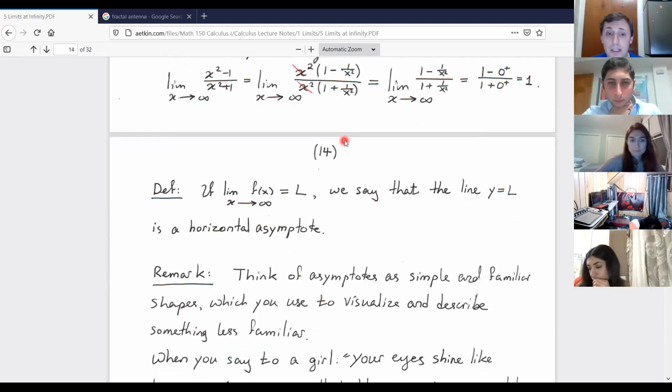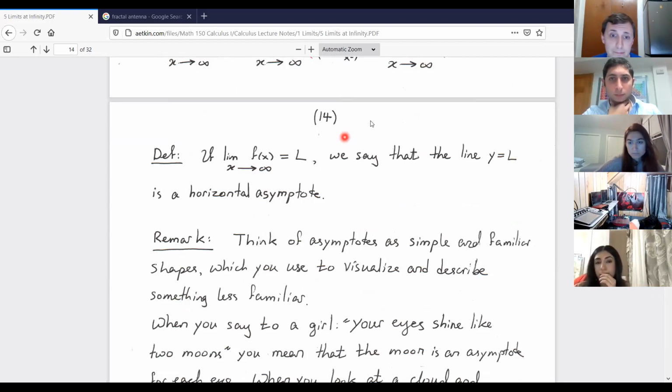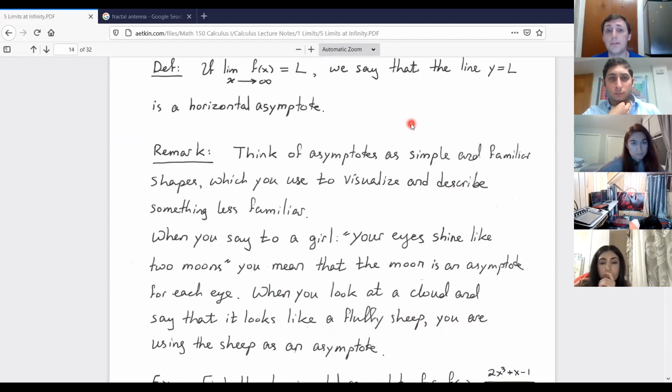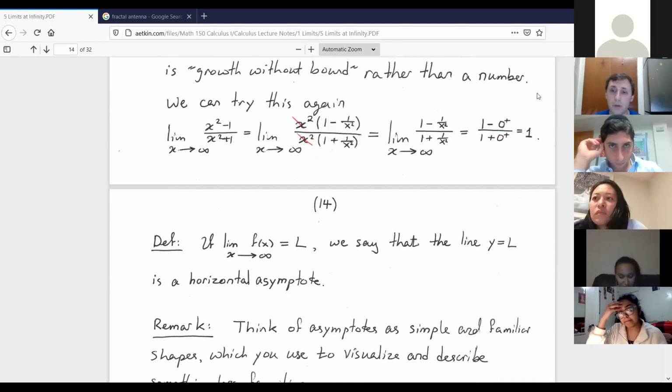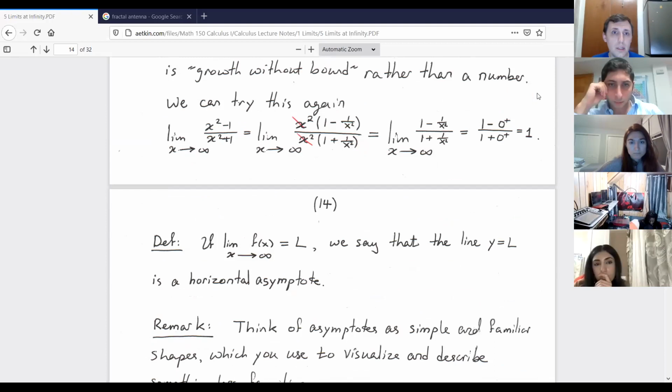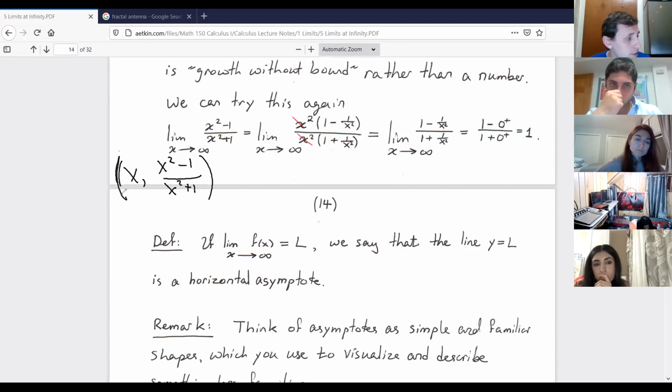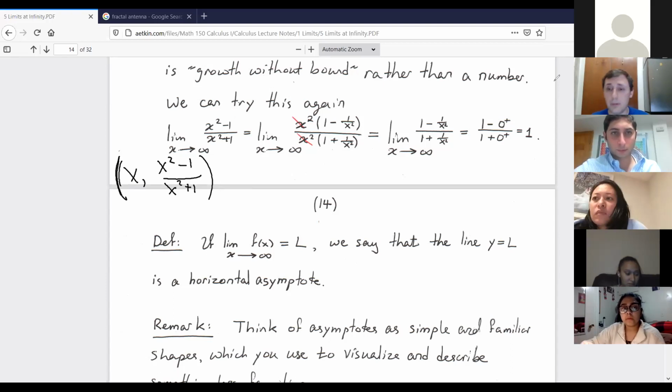So let me tell you what an asymptote is. Think of asymptotes as familiar shapes, right? So we have this graph, and I presume for many of you, you don't know what it looks like. It's not familiar, right? If I were to draw it, the graph will not be familiar. The graph of this function is x comma x squared minus 1 over x squared plus 1. It's the collection of those points. If I plot them in the xy plane, the shape might not be very familiar. You agree?